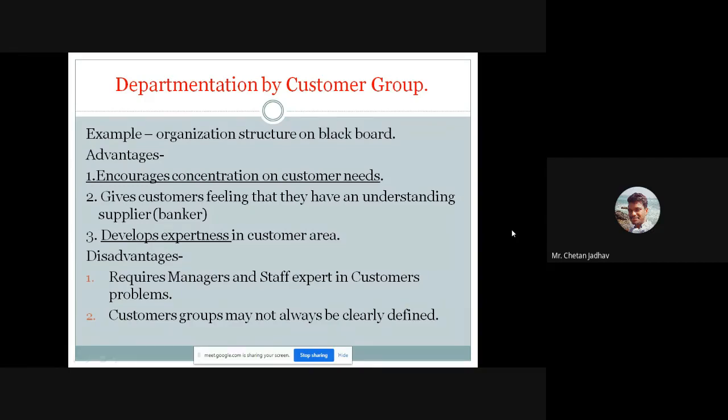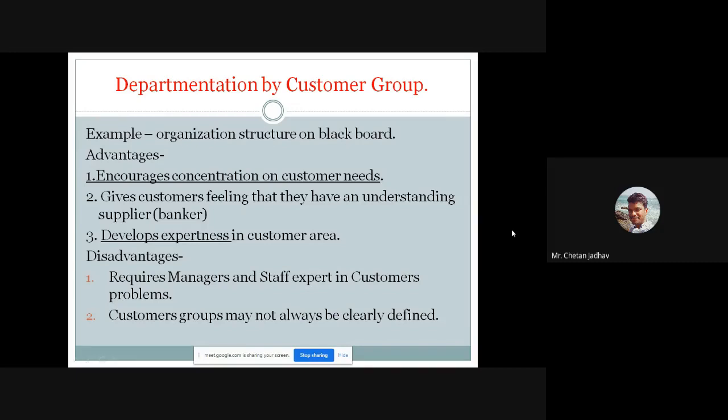Then there are some disadvantages also in this customer group departmentation. So what are these? Requires managers and staff expert in customer problems. Okay, so as we discussed earlier, we have to provide some experts in that area. So these experts require some managers and staff experts in the customer problems. So we have to keep one manager expert, and some staff who are experts in all these banking-related problems. So that is one disadvantage.